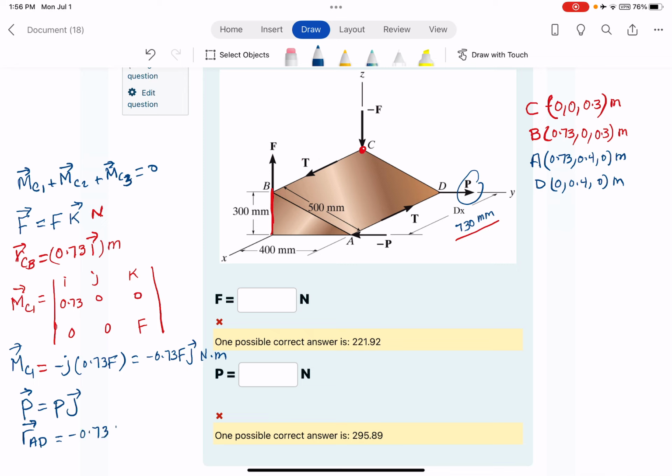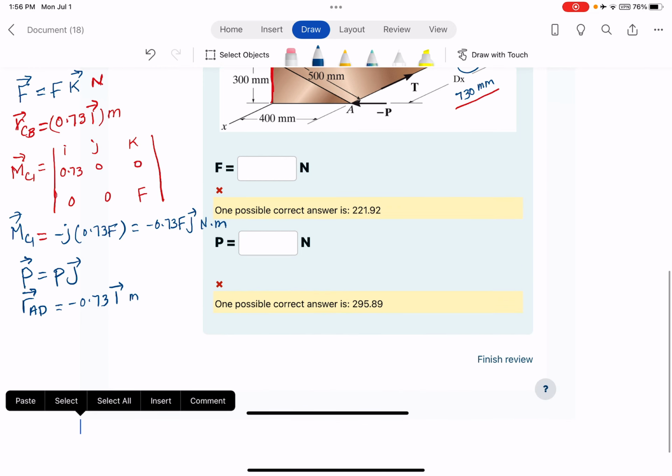Minus 0.73 i. 0.4 minus 0.4, 0 minus 0. Okay, so it's all gone. This is in meters. So now we could find the couple moment.